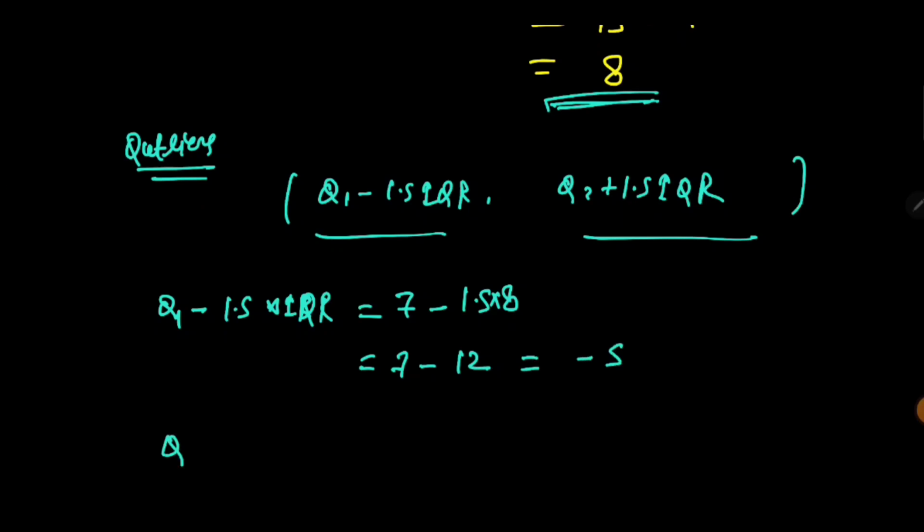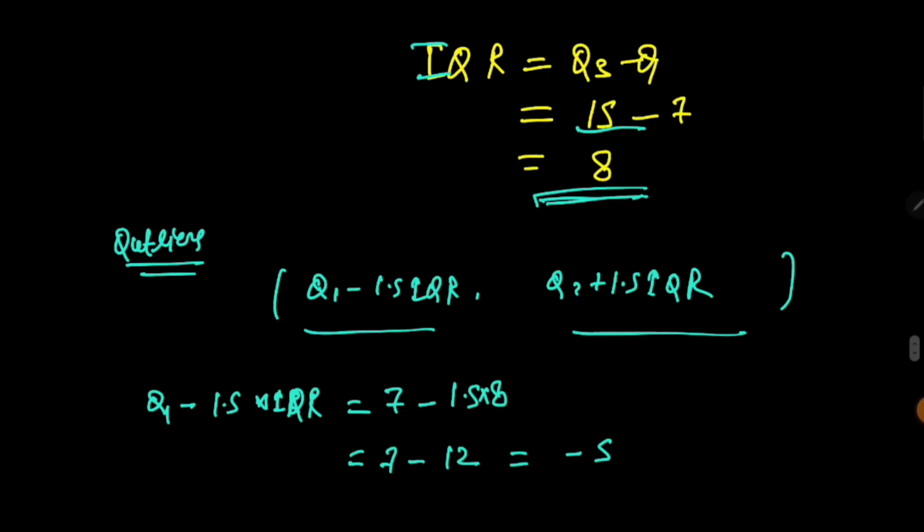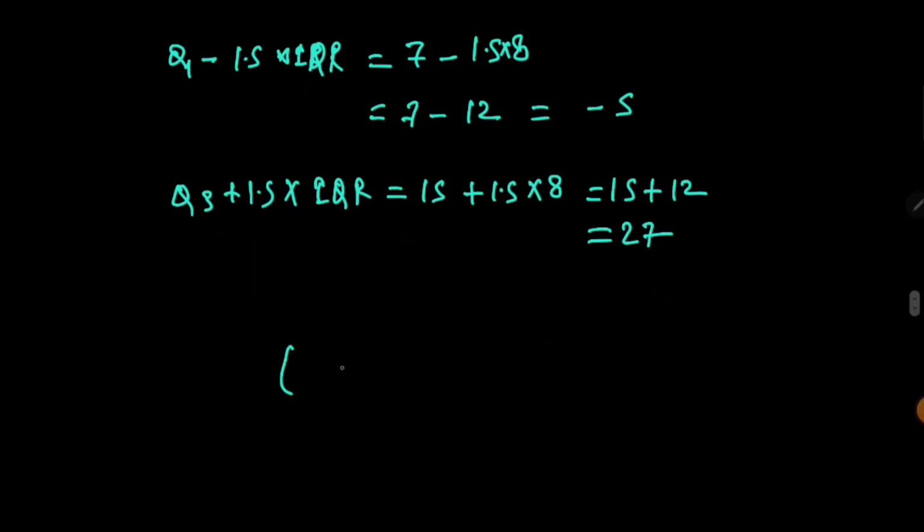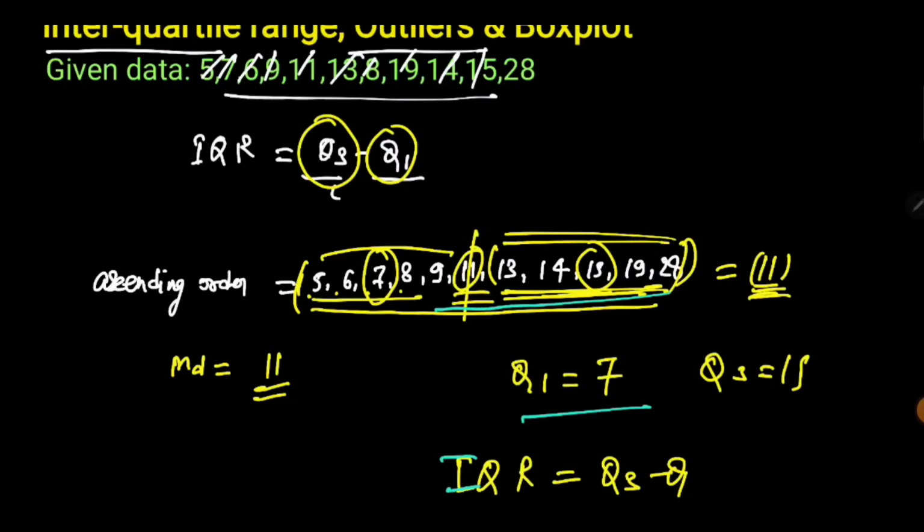And the upper range of this interval will be Q3 plus 1.5 into IQR. So we have Q3, that is 15. So it will be 15 plus 1.5 into 8, and it will be 15 plus 12. This means 27. So our interval is simply minus 5 and 27. Coming back to this data set, we have a value which lies outside of the interval, minus 5 and 27. So this means 28 is our outlier.